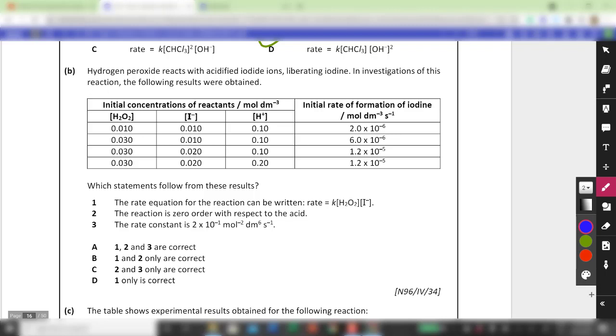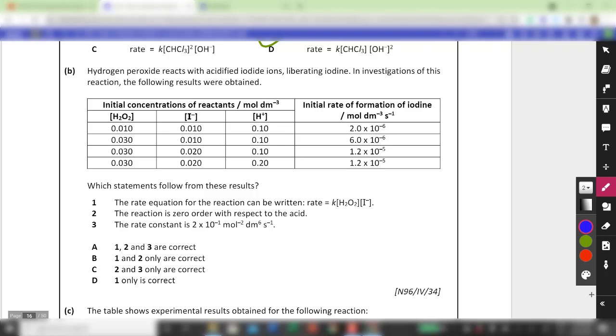You have the initial concentration of the reactants, and of course there are 3 reactants here: H plus, H2O2, and I minus. And then you have the initial rate of formation of iodine as well. And then they ask which statements follow from these results. So again, you just need to pick the correct options. Okay, so we'll try.